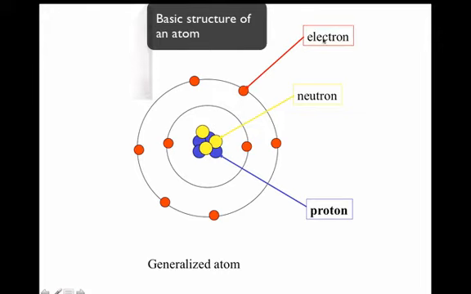Electrons are very small. They aren't really zero, but we would call it no mass. Some other differences between protons, neutrons, and electrons: protons have a positive charge and electrons have a negative charge. Neutrons have no charge, which is why they're called neutrons. They're neutral. So that's our generalized atom. We'll go to our next slide.